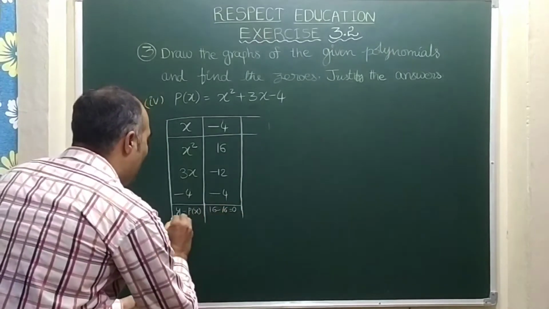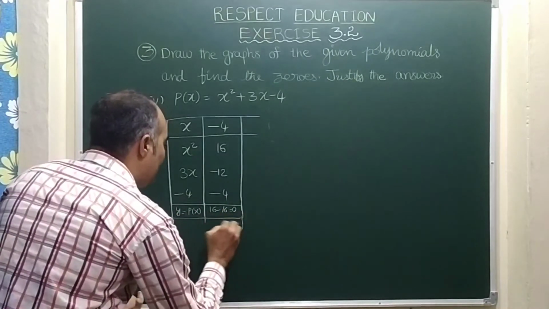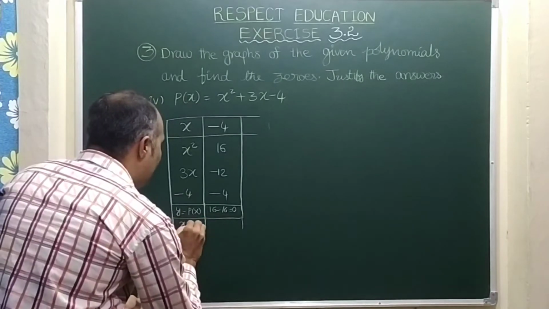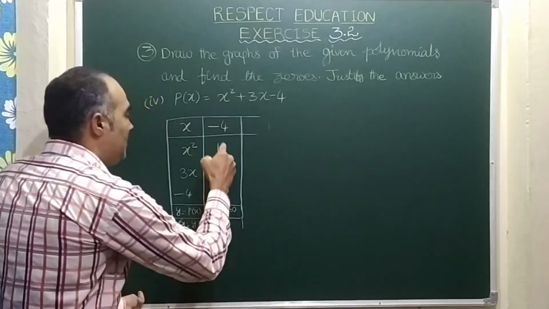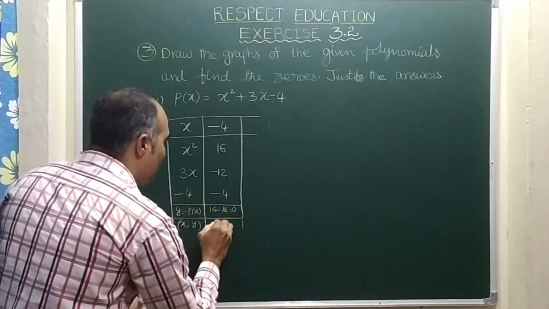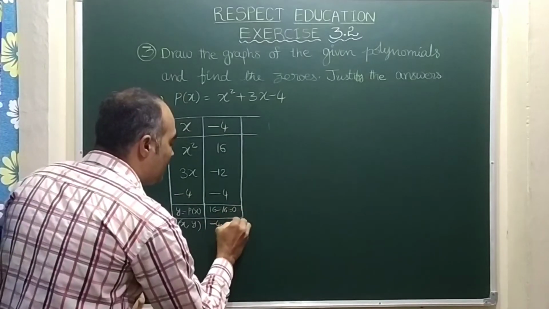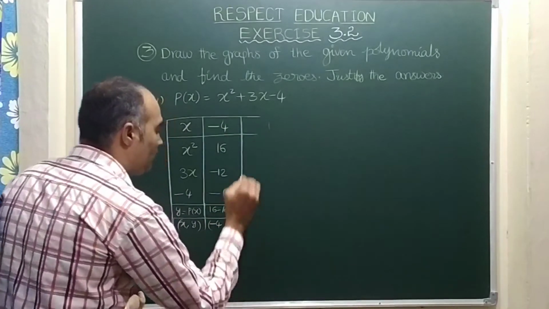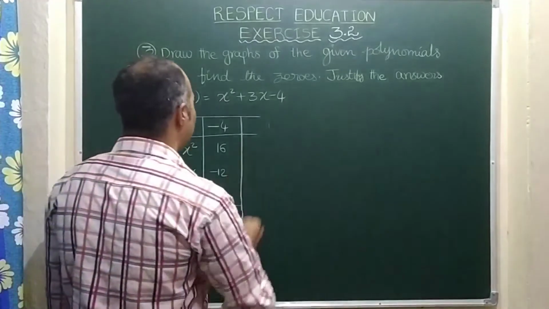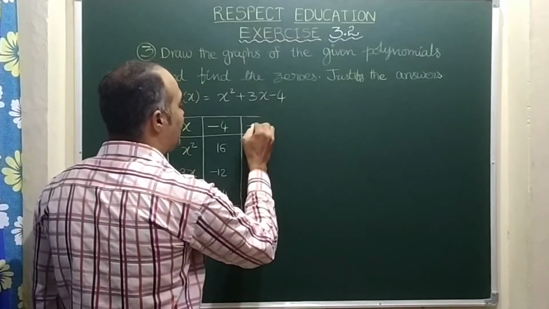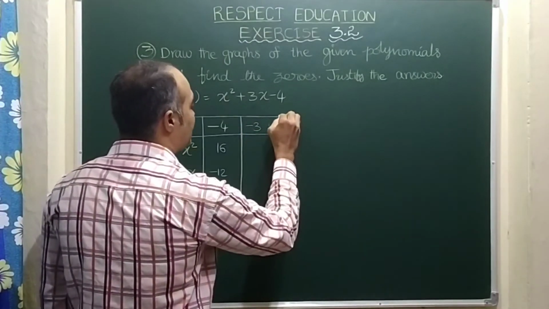So here I am writing the ordered pair, x comma y. The first value x is minus 4, so (minus 4, 0). So I got the first point. Now let us go for the second value. Here I am taking minus 3. x is minus 3.